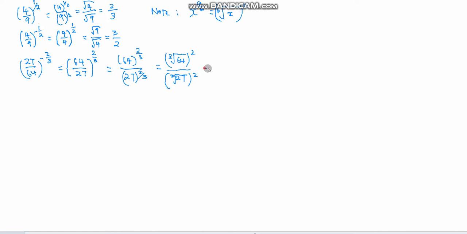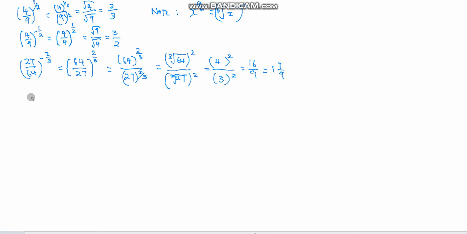Then square here. So from here, we get 4 inside the bracket. Cube root of 64 is 4, and then the power is 2 here. Similarly, this 27 cube root is 3, squared. Okay, this 16 over 9 will give you 1 and 7 over 9.